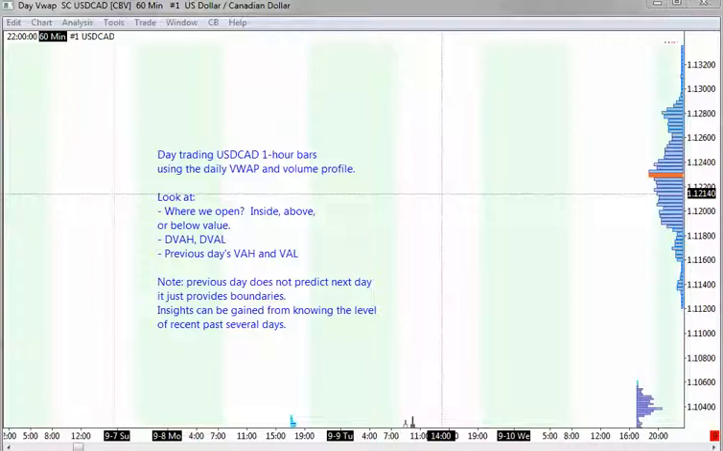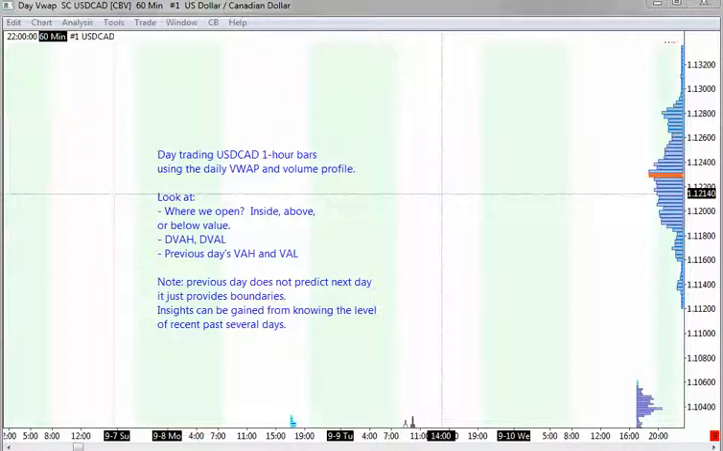Do we open inside a value from the previous day, above, or below a value? I'm going to look at the developing value area highs and the developing value area lows and how they played out. And I'm going to look at the previous day's value area high and value area low, and how they affected the existing day, the day that I'm looking at as it unfolded.